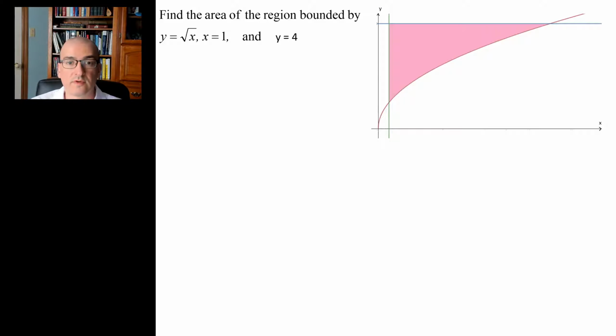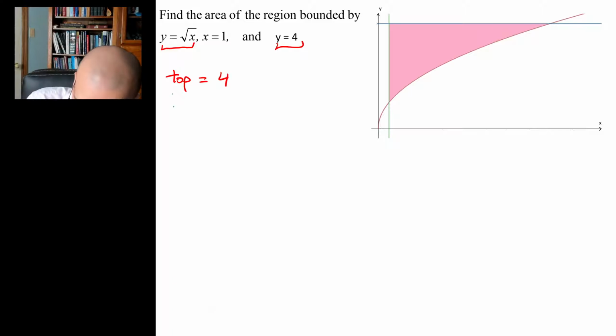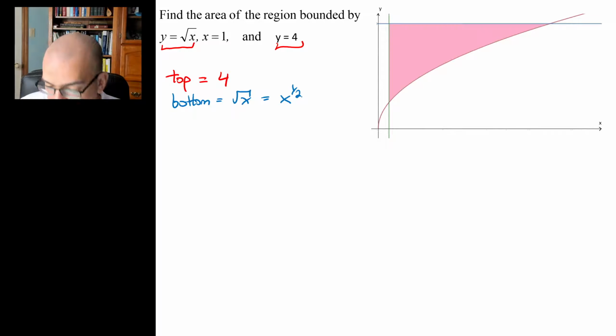So we have two curves, y equals root x and y is equal to 4. We want to find out which one is on top. Well, y equals root x is not a straight line, and y equals 4 is a straight line. And from this picture, the straight line is the thing that's on top. So top is equal to 4. The bottom is the curved part. So bottom is equal to the root of x, which is the same thing as x to the power 1/2.